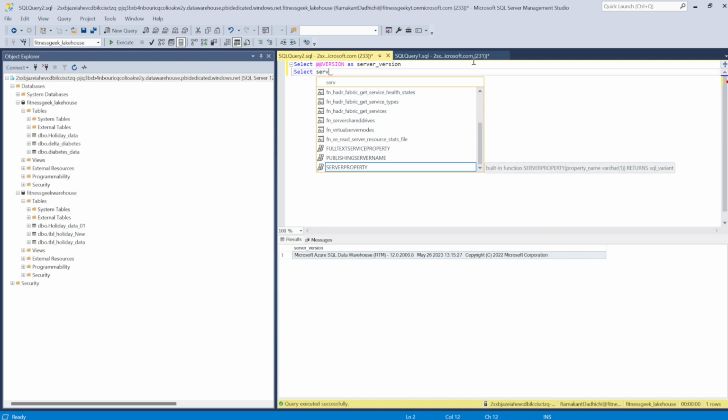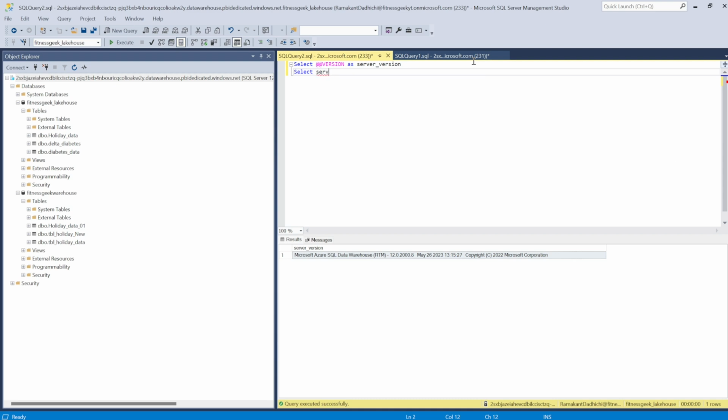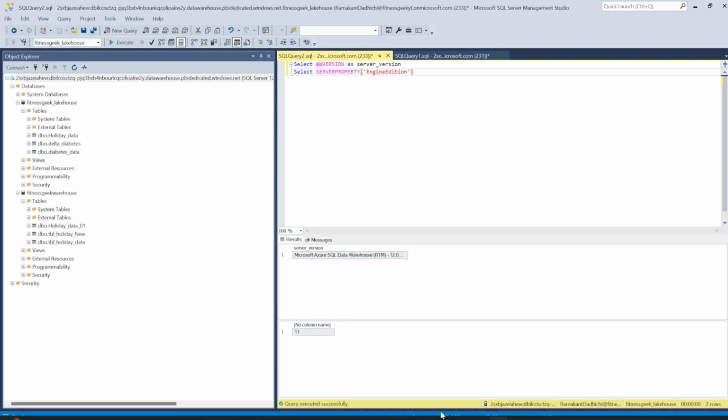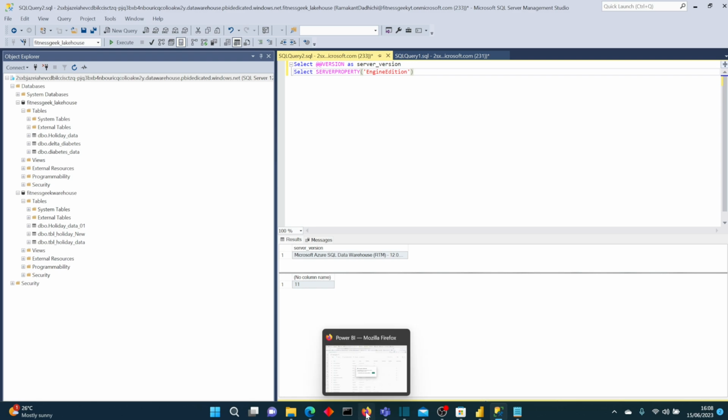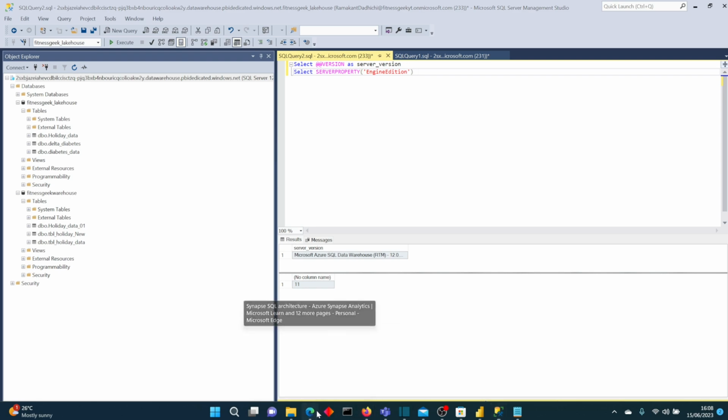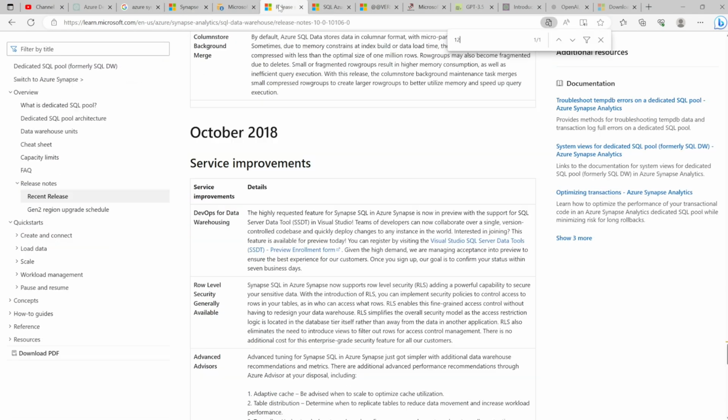So I tried a few queries to see what I can fetch. I have connected to the endpoint, and you can see both the Lakehouse and the data warehouse appear as databases in the same endpoint. So both are the same. Then I did a select version for the server name and the server property for the engine edition. You can see it's a SQL data warehouse and the engine version is 11.